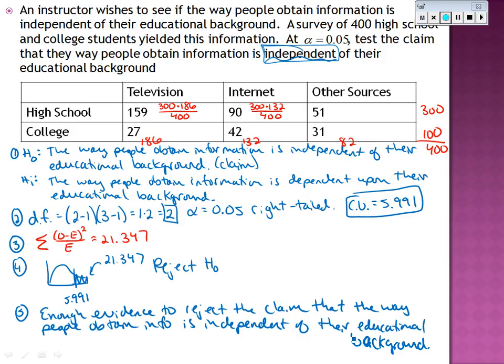I want to make sure we hit a couple of those again, just so we can make sure we know how to state that conclusion. Just be careful on your conclusion.